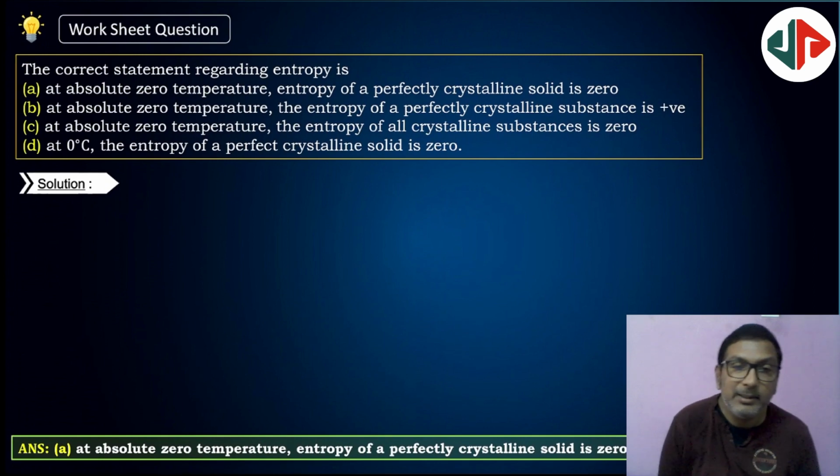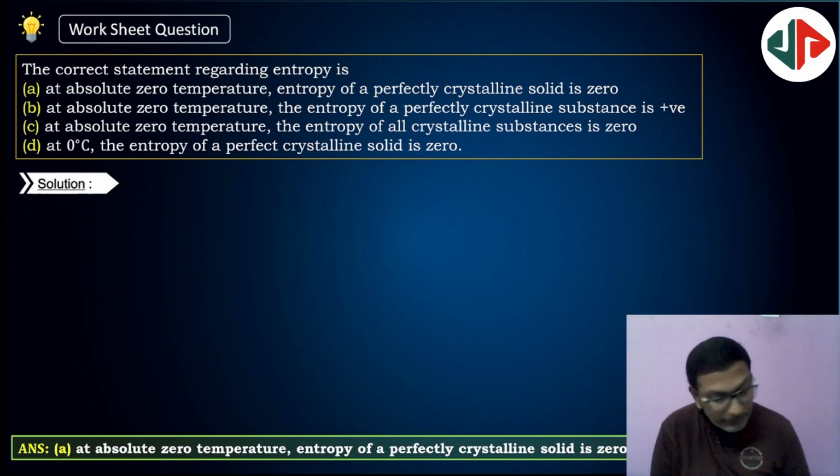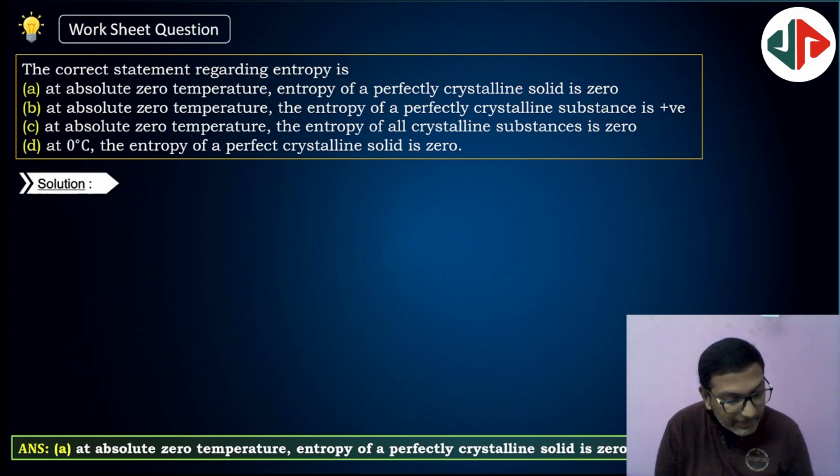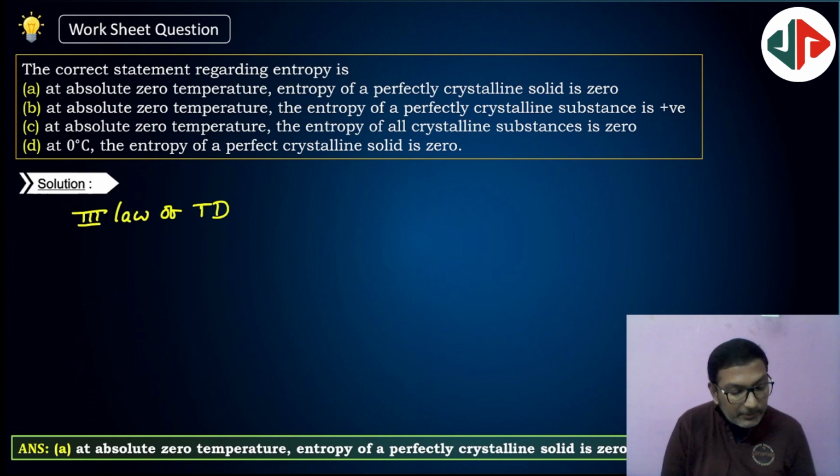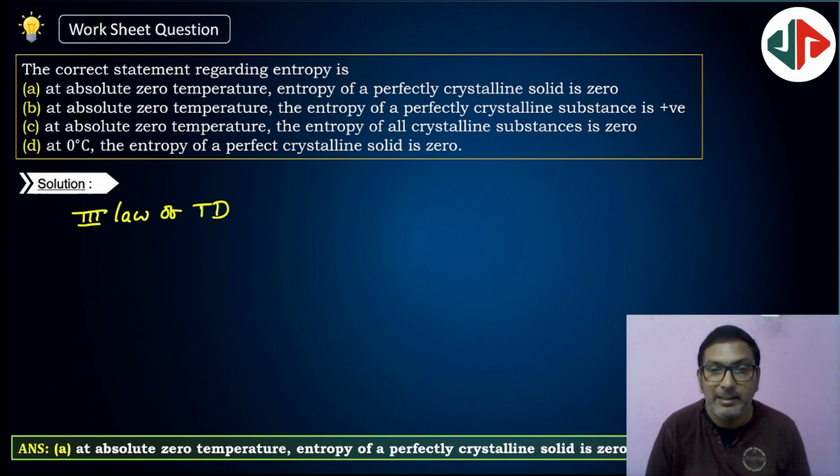So this is about the third law of thermodynamics. The correct statement regarding entropy at absolute zero, that means the third law of thermodynamics: at absolute zero, the entropy of a perfectly crystalline solid is zero. Perfectly crystalline means particles are arranged in a definite order.